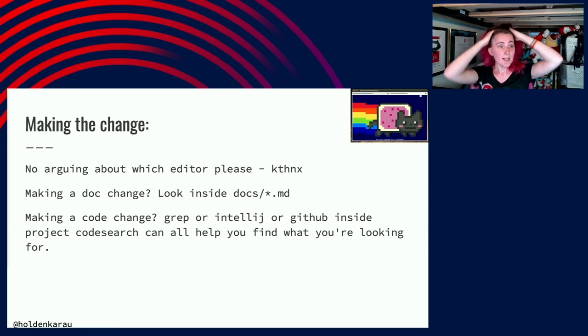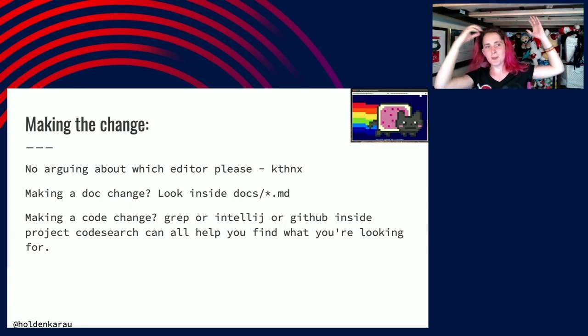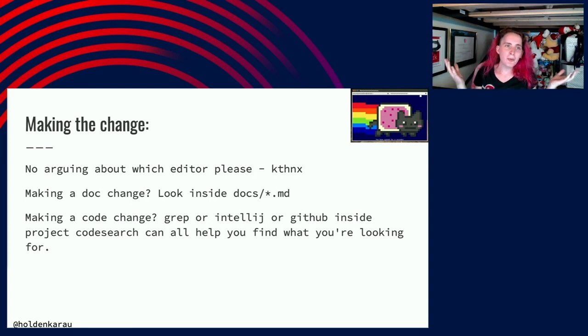Right, so making our change, as I mentioned, I'm an Emacs user. Don't argue about which editor is the best. They're all terrible. All software is terrible. It's fine. IntelliJ is great for finding where you're going. I use grep. GitHub actually has pretty good search nowadays. There's all kinds of wonderful tooling to help you find the code that you need to change.